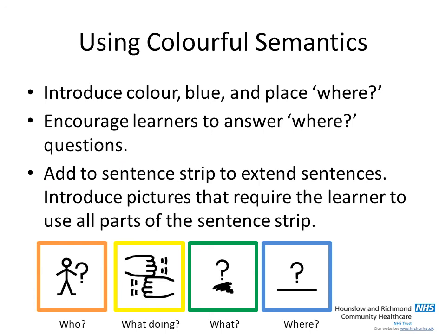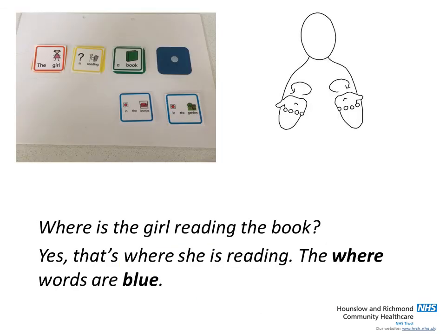Once a child is confident using a three-part sentence, subject, verb, object, we would introduce the concept of place or where. This is blue, and we use the sentence strip to extend the sentence. So we had the girl is reading a book. Where is she reading the book? Is she in the lounge or in the garden? And then the child would choose and put the correct piece or place onto the blue placeholder.